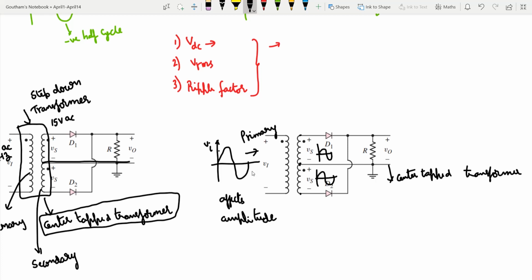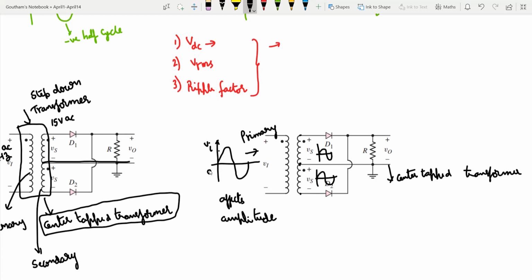So what is happening at the center tap transformer here? At the primary winding, if we have a signal like this, then at the secondary winding we have two sources, one vs here and another vs here. That is the beauty of this center tap transformer. Right, now let us try to analyze what is happening.